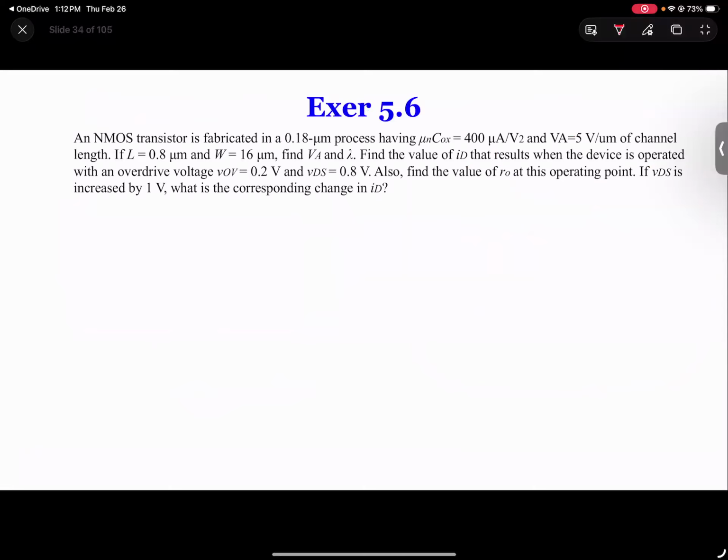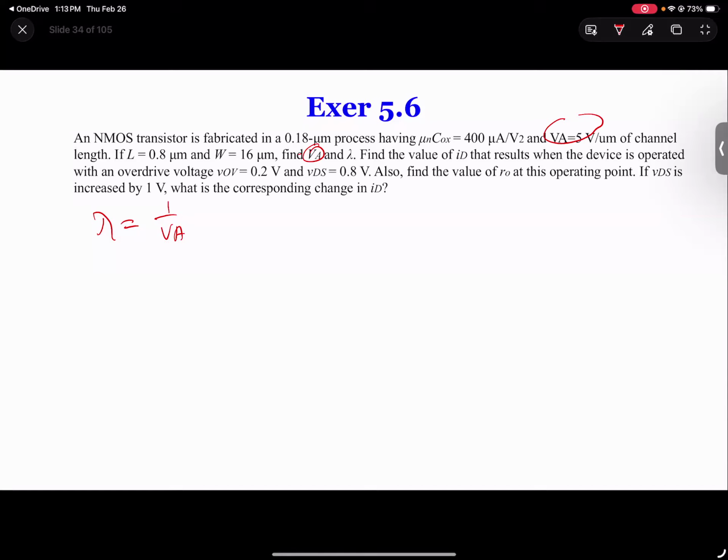So now we can have an example. This example tells you a bunch of stuff. COX is given, VA is given, L is given, W is given. They want you to find VA and lambda. How do you find the lambda? We just wrote the equation. Lambda is equal to 1 over VA, so you can find 1 over VA. Well, it's interesting, VA is given. Why would you find VA? I don't understand.